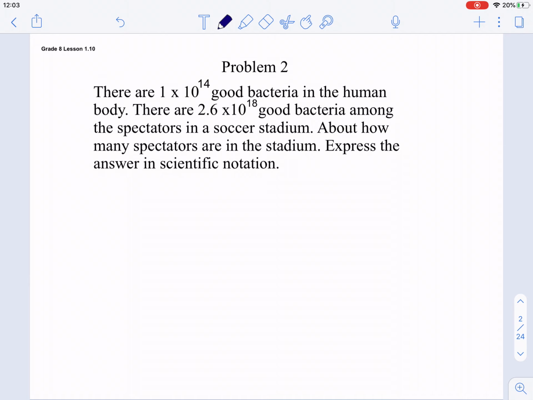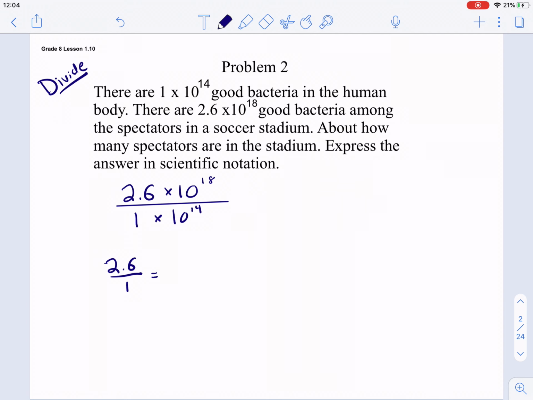Now, since I need to determine how many people are in the stadium, I can take the number of good bacteria that is in the stadium, which is 2.6 times 10 to the 18th, and divide it by the number of good bacteria in the human body, which is 1 times 10 to the 14th. Now, when I am dividing numbers that are in scientific notation, I can look at each part separately. So the first part is the 2.6 over 1. I can just divide those numbers. 2.6 divided by 1 is 2.6.